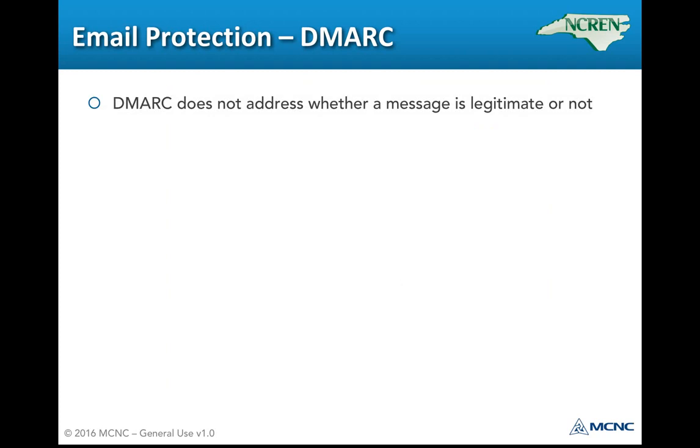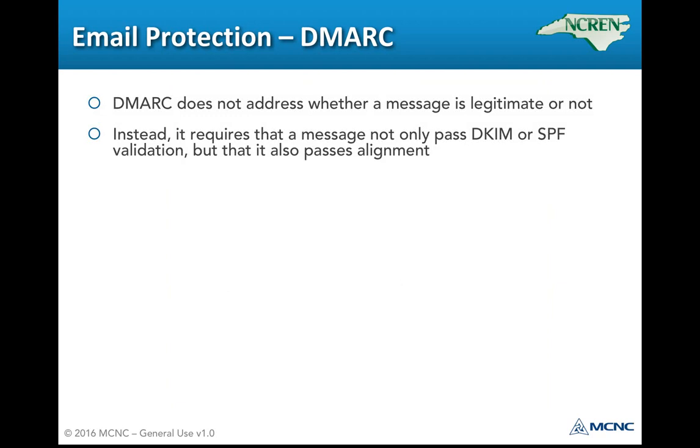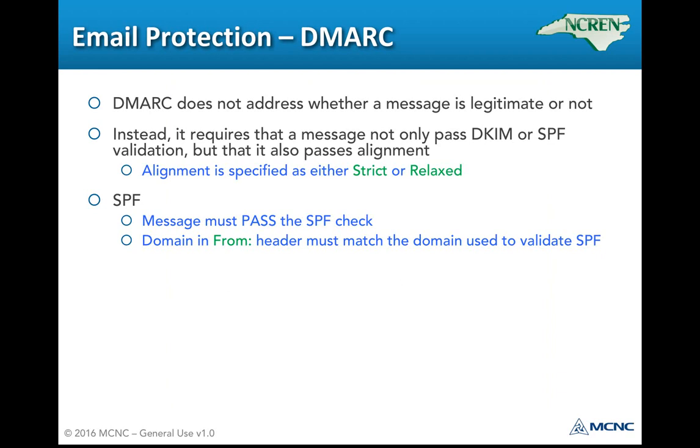Instead, it requires that a message not only pass DKIM or SPF validation, but it also requires it to pass alignment. And alignment is specified as either strict or relaxed. We're going to look at what those mean here. For SPF, messages must pass the SPF check first of all. And then with DMARC, the domain in the from header must match the domain that was used to validate SPF. It must match exactly if strict alignment is being used, and it can be a subdomain of the top level domain if you're using relaxed alignment. So that's what that means for SPF.